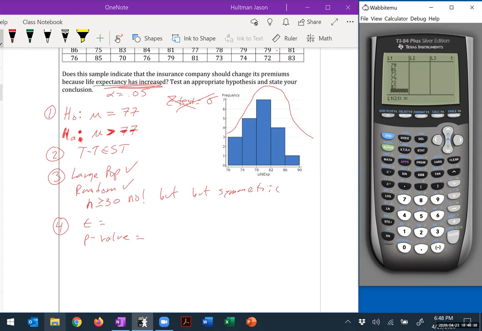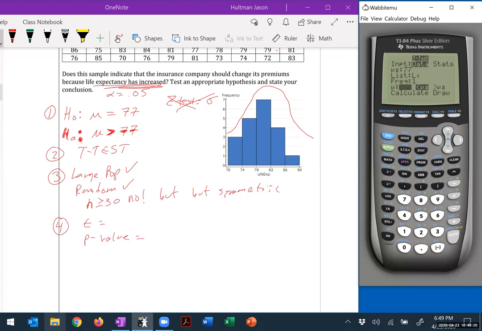So now I'm going to exit out of this, go back to stat, go back to my test that I left off at. I want to do the t-test. Using the data, my sample size is 20. What I'm testing against is 77. My population mean that I'm testing against is 77. All of the data is in list 1.